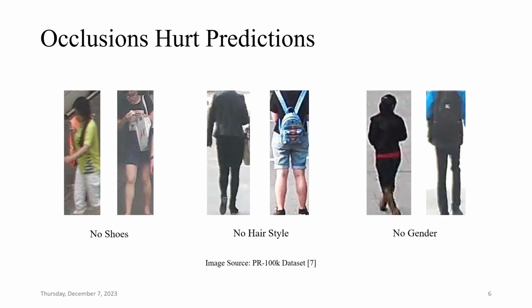As you can see, occlusion hurts the prediction and appearances of attributes. In these examples, due to these occlusions, it is difficult to predict the presence of shoes, hairstyle, and gender.